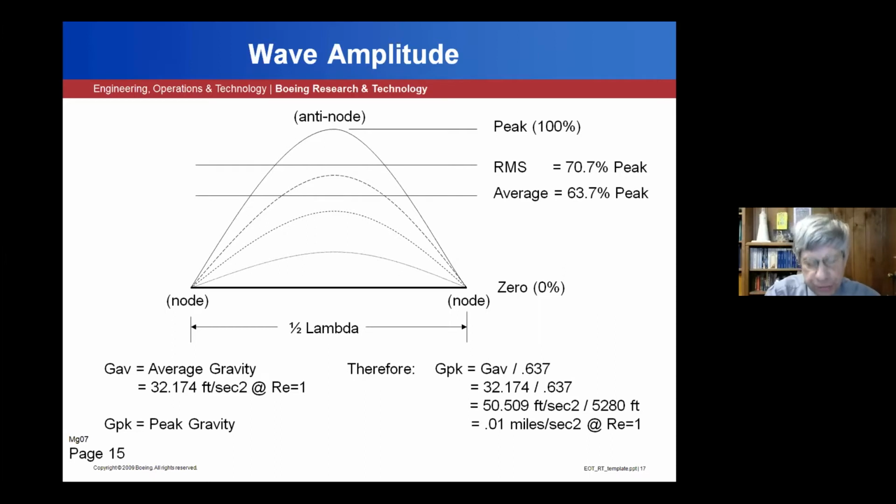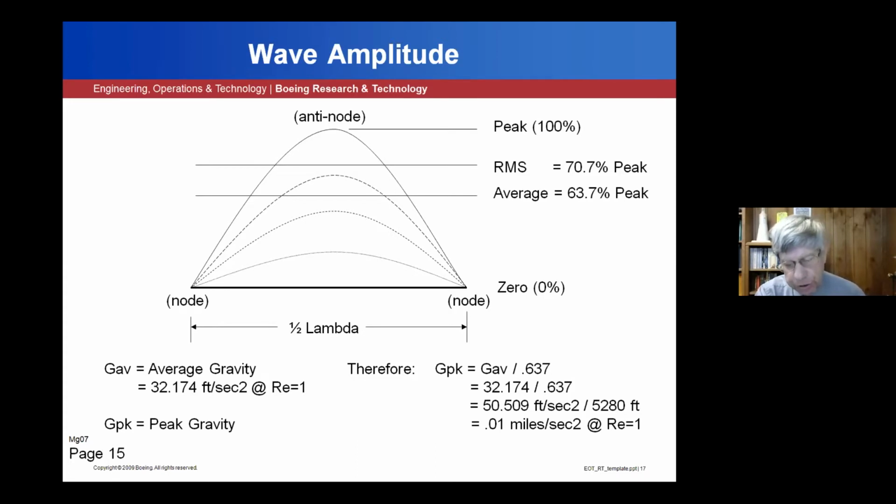This one defines wave amplitude. There's three ways of measuring. The first one is the maximum or peak value, which is at 100%. Second one is root mean squared, or RMS, which is defined at 70.7%. And the third is the DC average, which is defined as 63.7%.